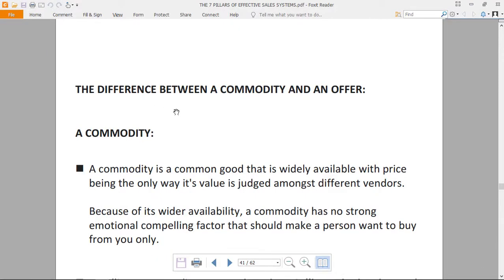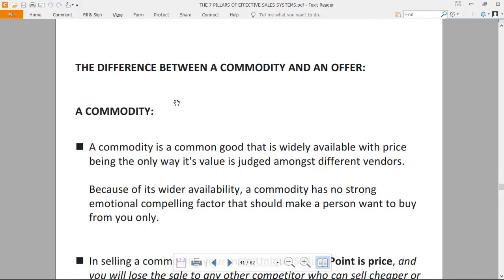Okay, so now let's talk about the difference between a commodity and an offer. This is very important for you to understand. You may have heard commodity before, but you're wondering what exactly we are talking about. Now, just switch the word commodity with product. A commodity is a common good that is widely available, something you can find at different places, with price being the only way its value is judged amongst different vendors.